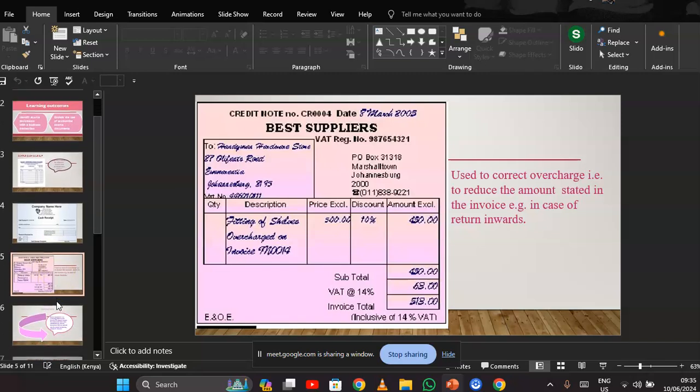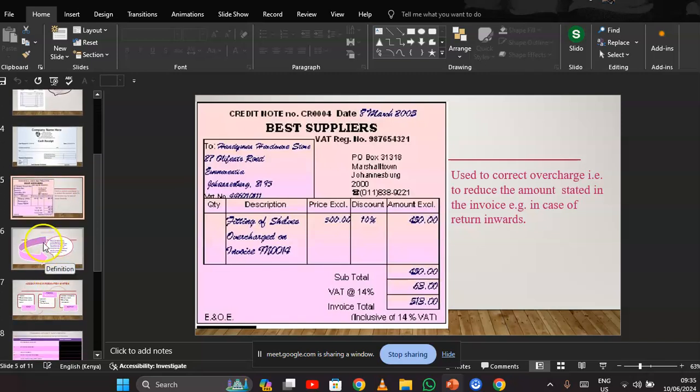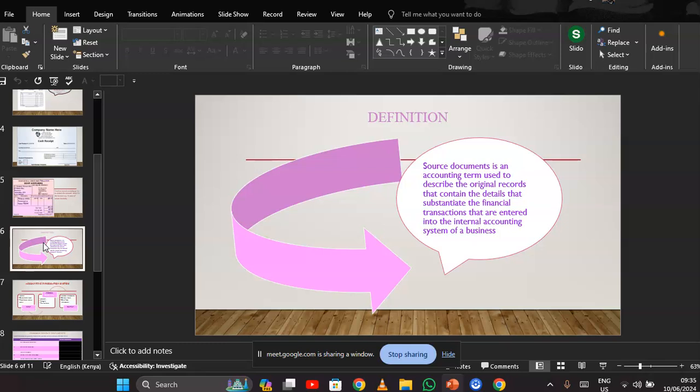But right now, from those examples, we can now deduce the definition of a source document. From the examples we have presented, we can conclude that a source document is an accounting term used when you want to describe the original records that contain the details that substantiate the financial transactions that are entered into the internal accounting system.